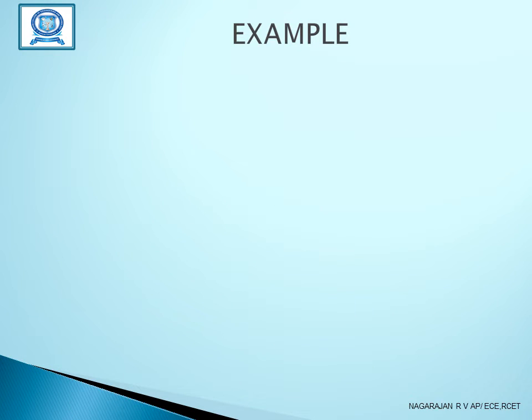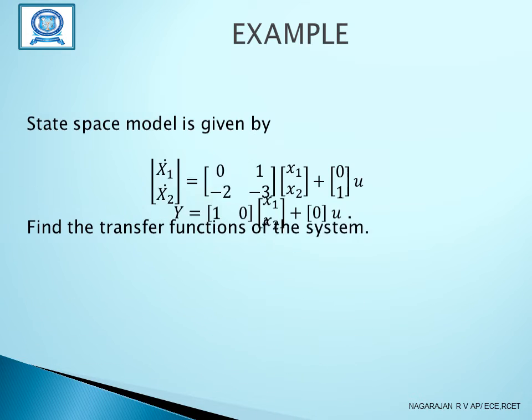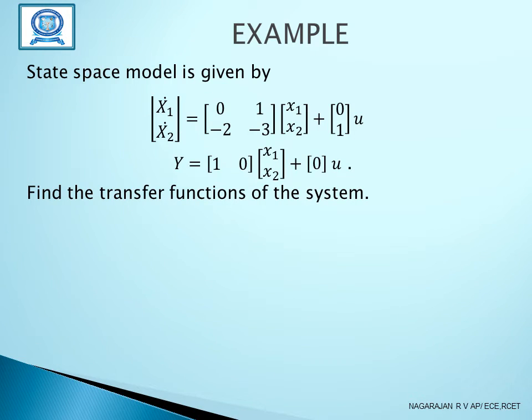Now we will see one example to convert a state variable model to a transfer function model. Let us see the example. The state space model is given by x1 dot and x2 dot in matrix format, [0 1; minus 2 minus 3] into x1 x2 plus [0 1] u. That is the state equation. Next is the output equation: y is equal to [1 0] x1 x2 plus 0 into u.